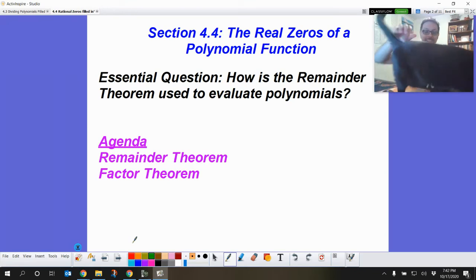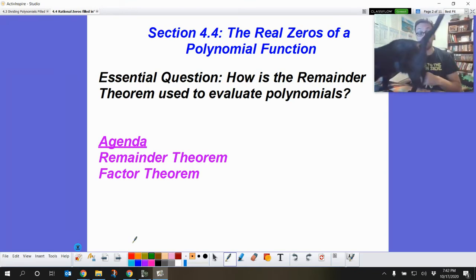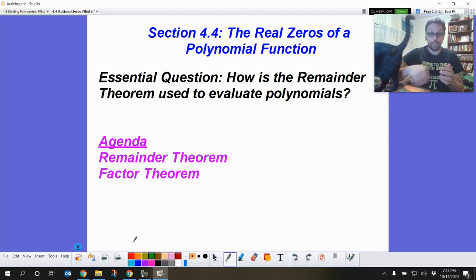Really, what we're checking is the relationship between the real zeros and what we already know about, like, vectors and whatnot, especially with the remainder theorem.